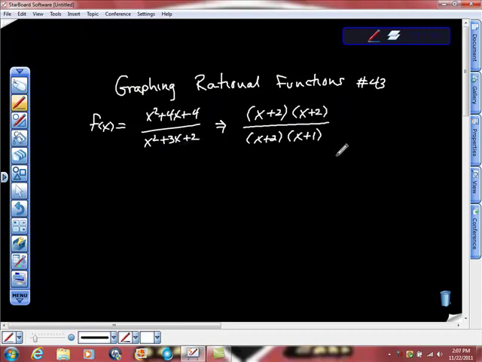So here, there's an issue, isn't there? The issue is that there's a hole in this function, a removable discontinuity. So we're just going to make this notation: hole at x equals what? At x equals negative 2. Because if we put in negative 2 here, this will go to 0 up here, and 0 times whatever this is will go to 0. We'll have 0 over 0.